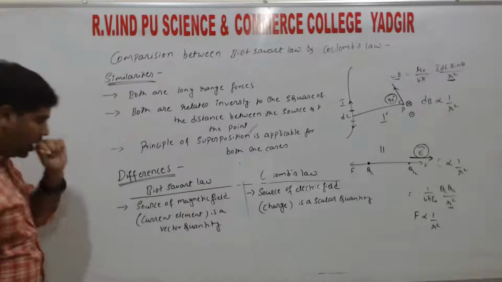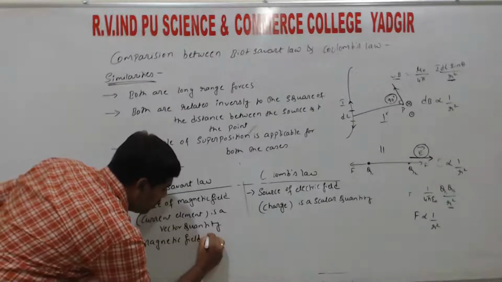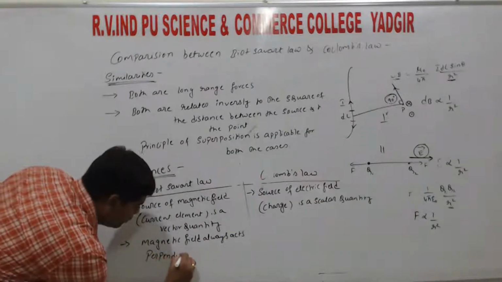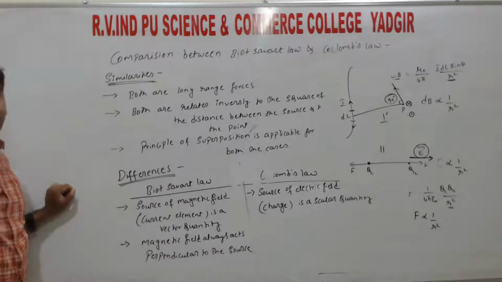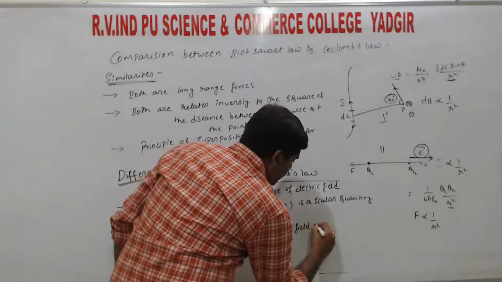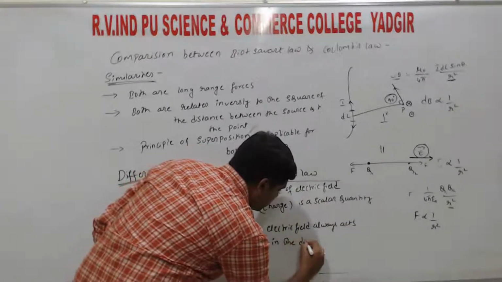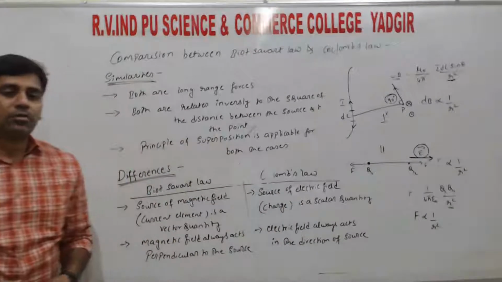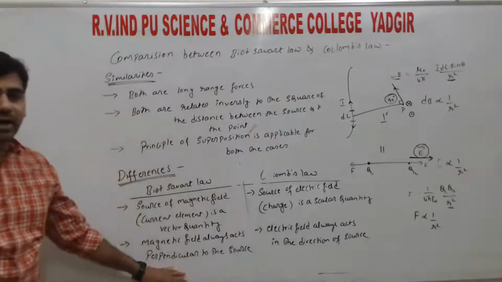law, right? So the magnetic field always acts perpendicular to the source element, right? So here the electric field always acts in the direction of the source, right? So whichever direction the source is in, the electric field is also in the same direction. But in case of the magnetic field it is perpendicular to the source.